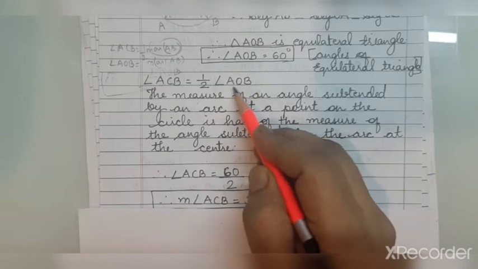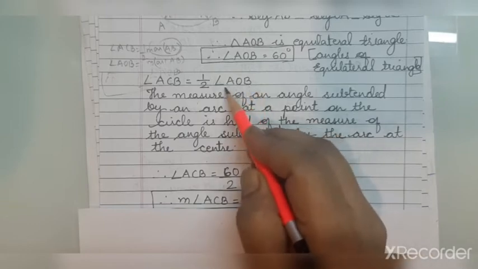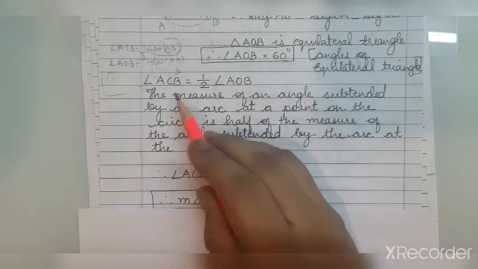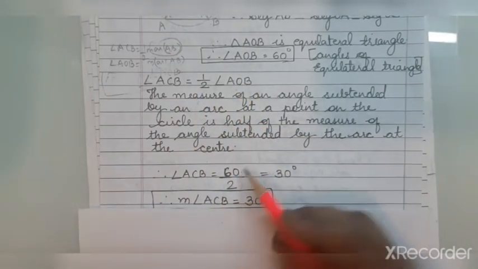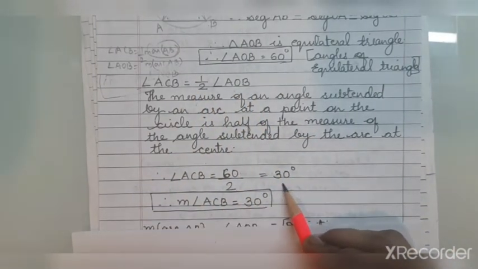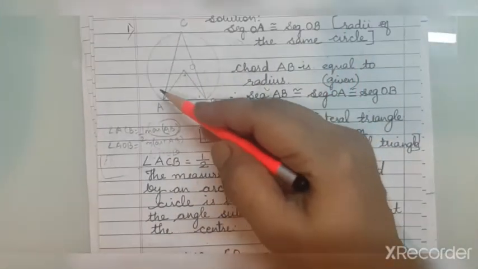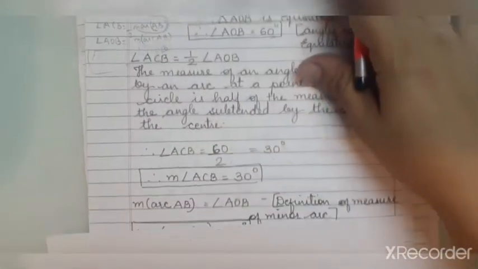Clear? So when we write this property directly, angle AOB we know, just now we proved angle AOB is 60 degrees. So angle ACB is equal to half into 60. Half of 60 is 30. Therefore angle ACB is 30 degrees we got. Clear?